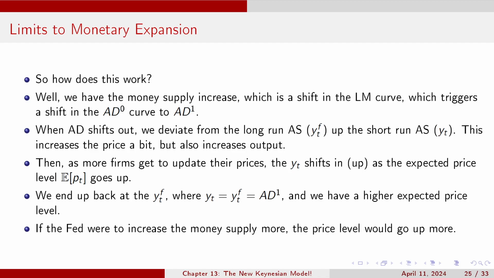So when aggregate demand is shifting out, we're deviating from that long-run aggregate supply, which is YTF here, up the short-run aggregate supply, which is just YT. This increases the price a bit, but it also increases output. As more firms get to update their prices, YT shifts in, or really up, as the expected price level increases. And we end up back at YTF, or long-run aggregate supply, where YT equals YTF equals AD1, and we have a higher expected price level. So if the Fed increases the money supply more, the price level goes up by more.